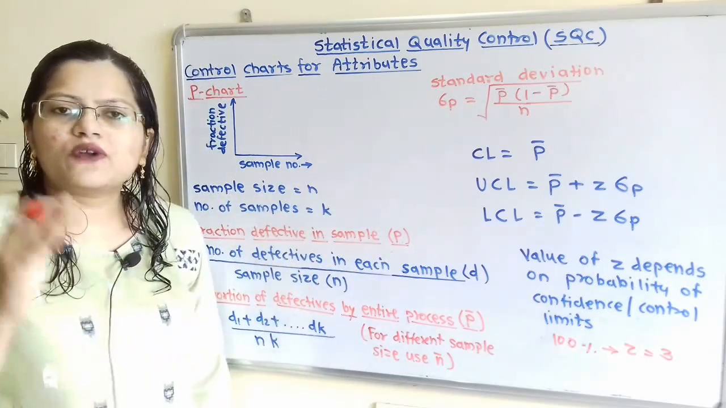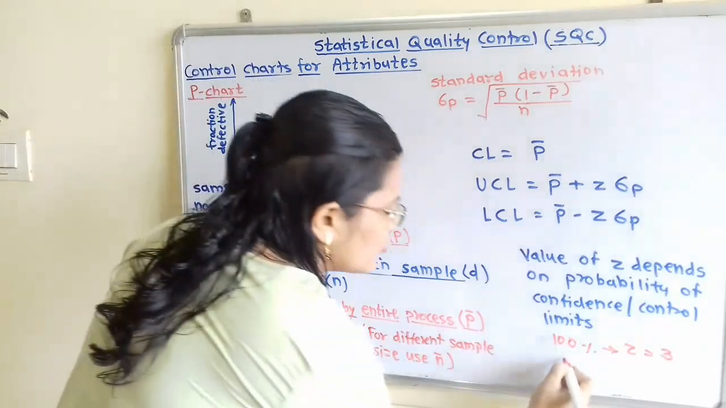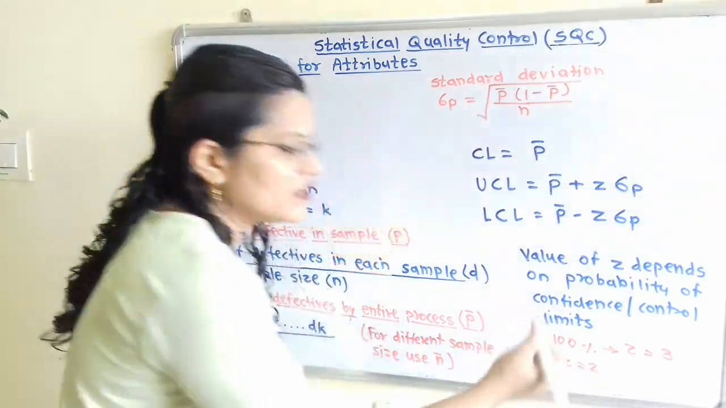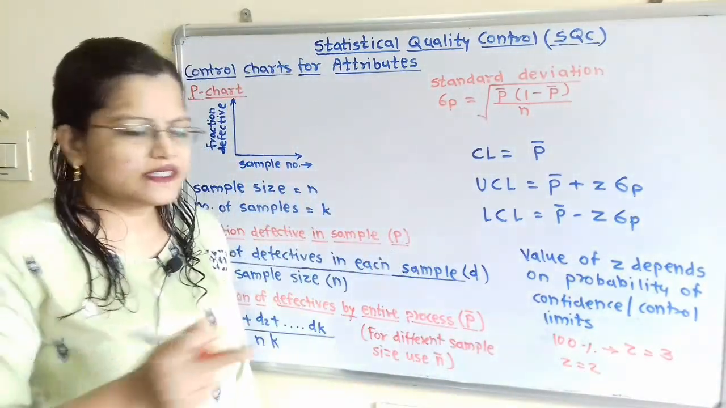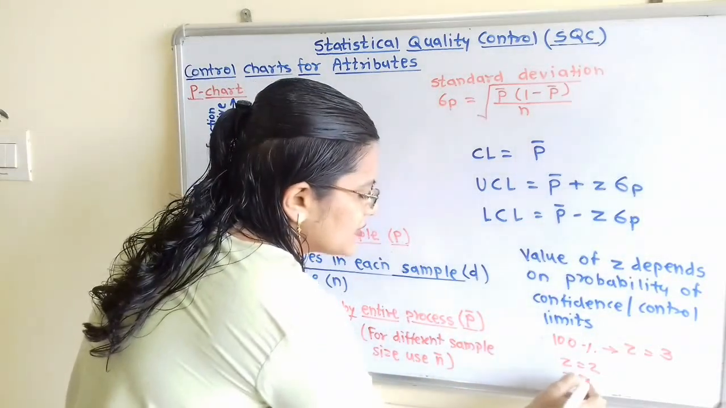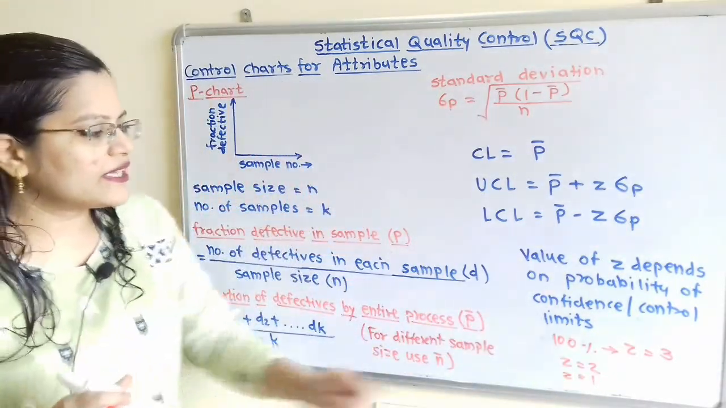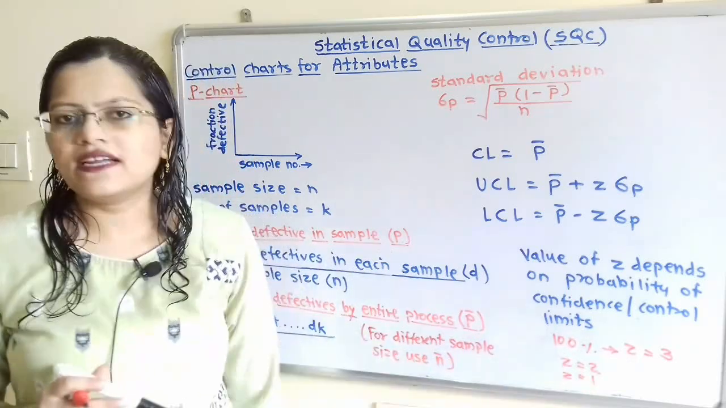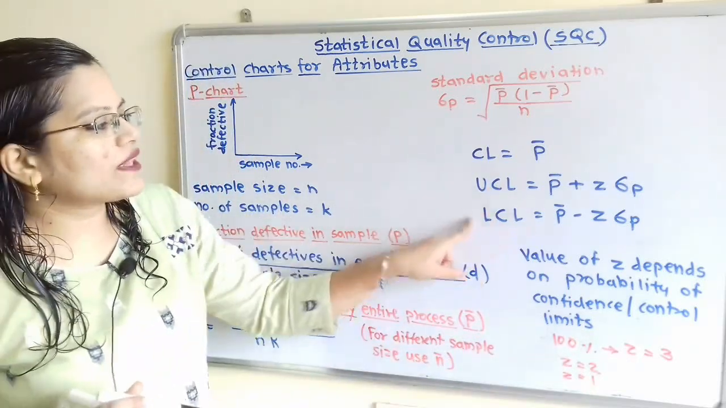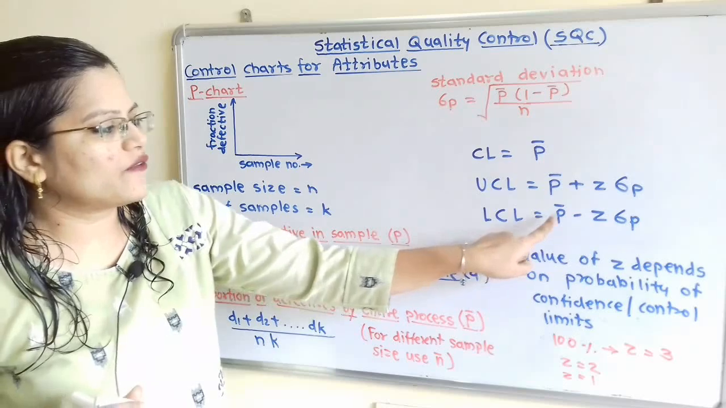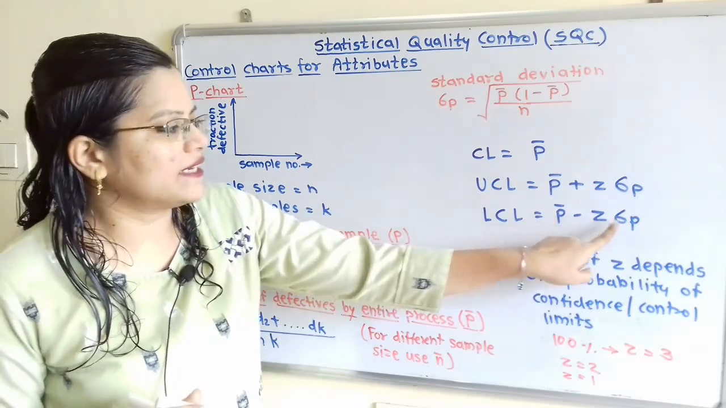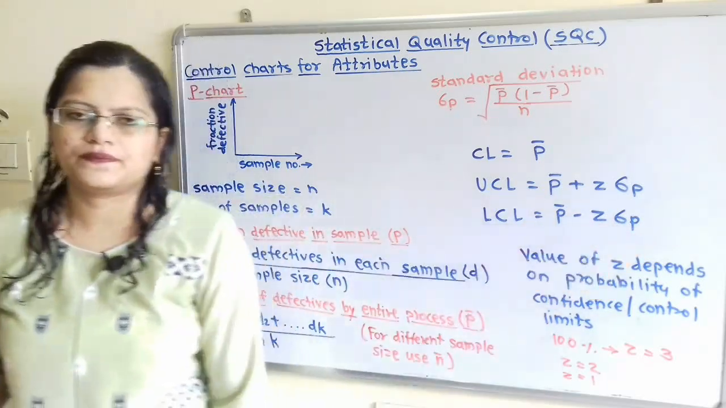Now if control limit 2 sigma is given, then we have to use Z equal to 2, and if control limit 1 sigma is given, then we have to use Z equal to 1. So in this way the value of Z is getting decided. Now for the lower control limit we have to take the formula P bar minus Z sigma P.